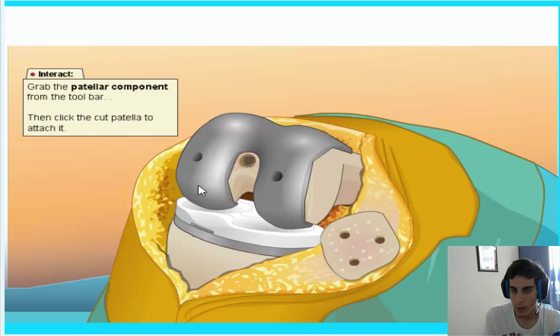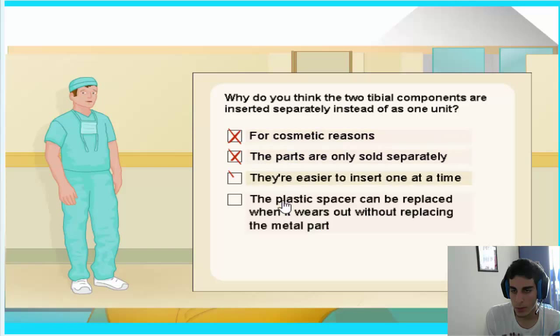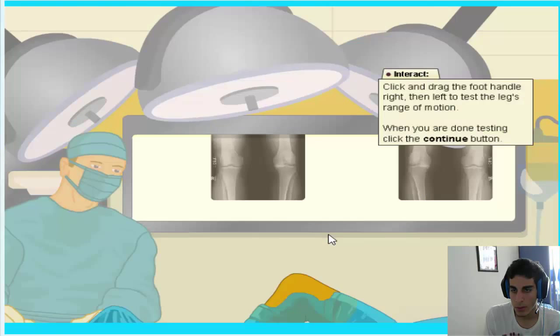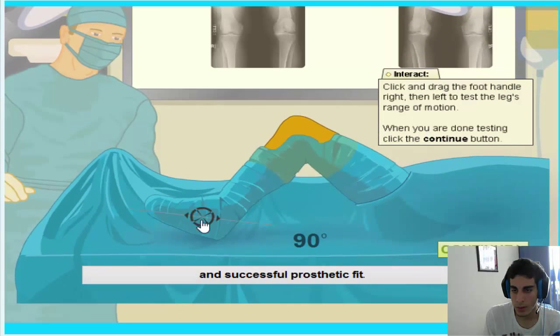Lastly, attach the patellar trial component. Why do you think the two tibial components are inserted separately instead of as one unit? Range of motion tests to assure proper knee alignment and successful prosthetic fit.